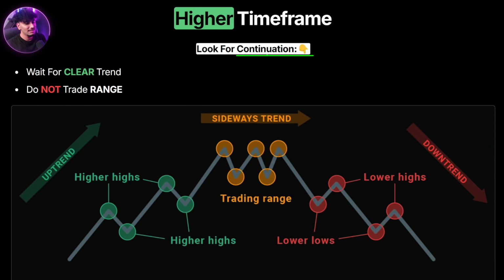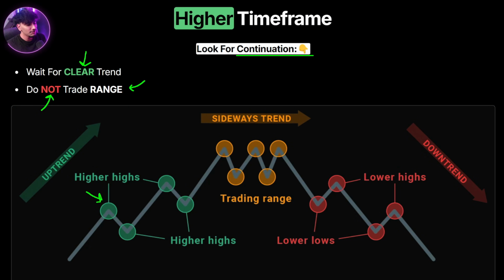Well, the first thing you need to understand is we're always looking for continuation on the stock. This means that you have to wait for a clear trend, and you do not trade range or choppy price action. I've seen too many traders have profitable days or even weeks, but then it only takes one day for them to lose all of those profits because they end up trading this range action.